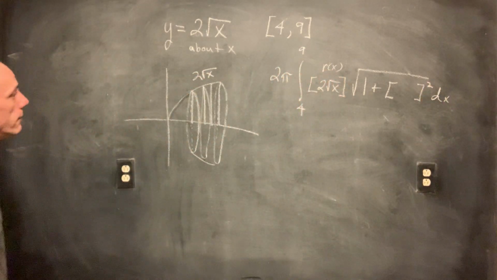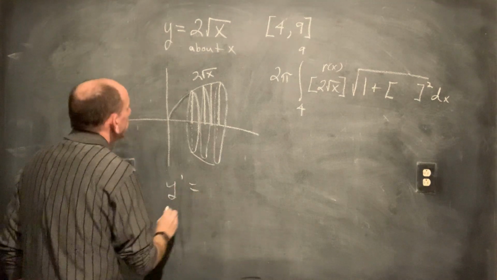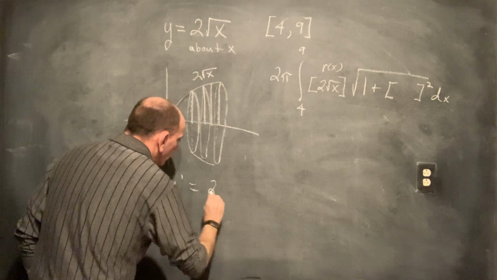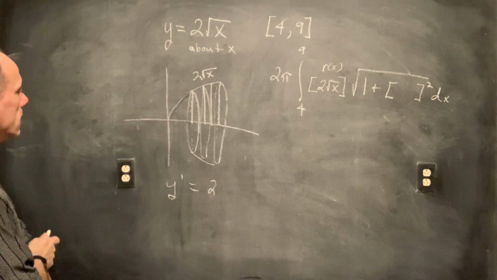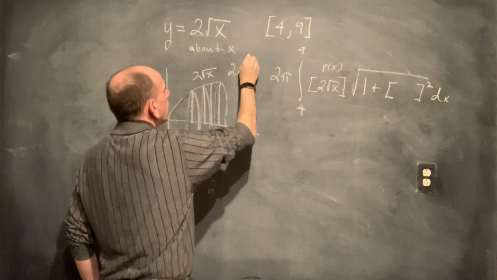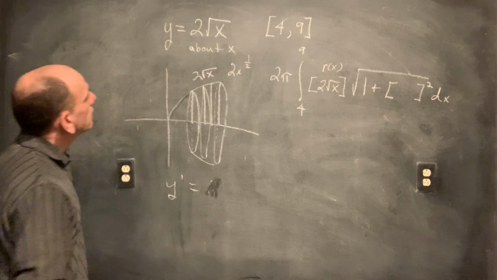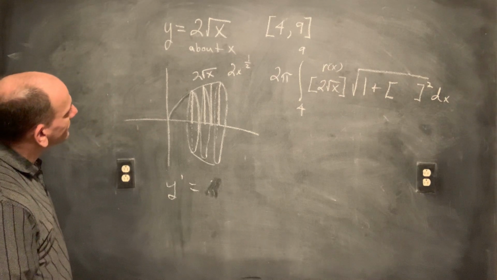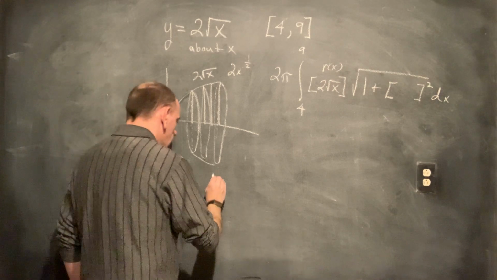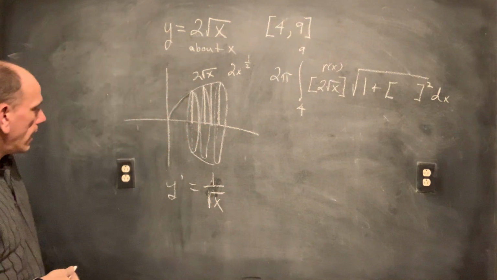So I need my derivative here. Y prime is, well, 2. Let's see, that'd be a half. We've got 2x to the 1/2. So I'd multiply, that'd just be a 1. And then I need to subtract 1, x to the negative 1/2. So 1 over square root of x, x to the negative 1/2.